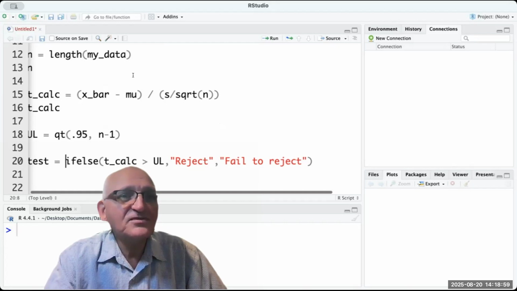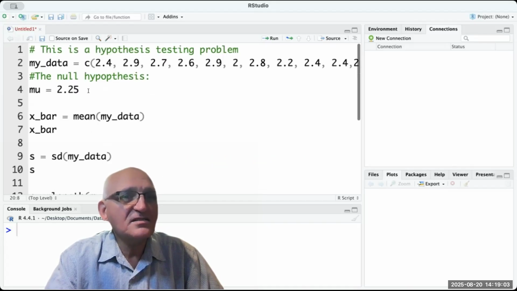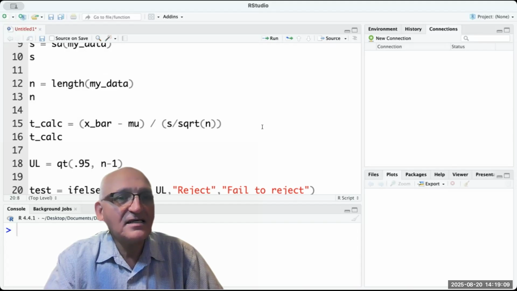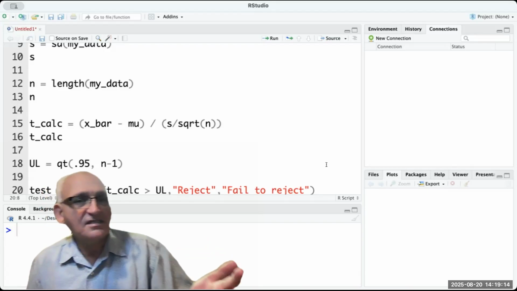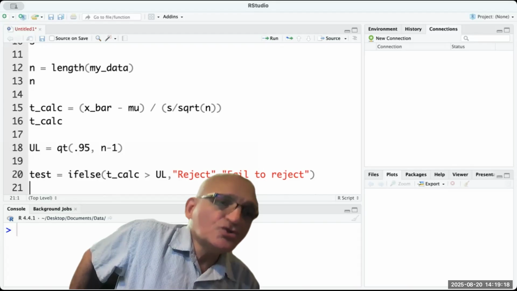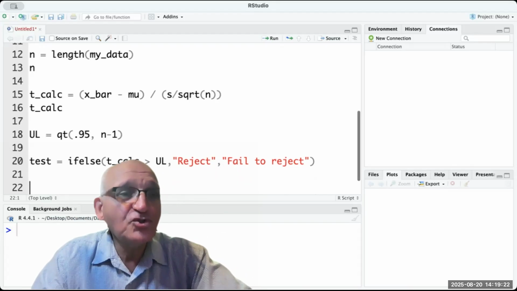In fact, I kept typing n and t. I don't need to do those. It's just a few lines. I calculated the mean, the standard deviation, n, and then t-calc, upper limit, and test. It's like 5 or 6 lines. It's not that bad. Then I'm going to type the statement. I want to show the statement.